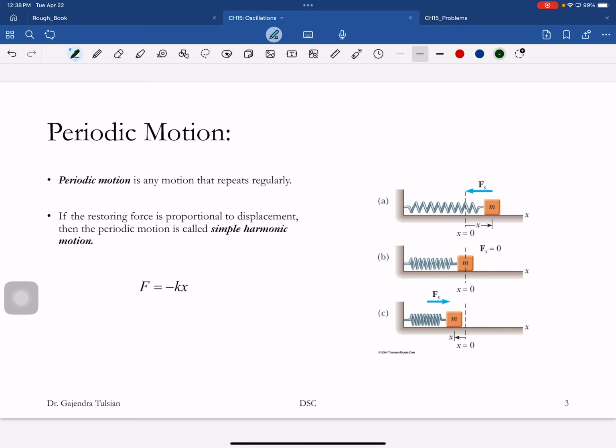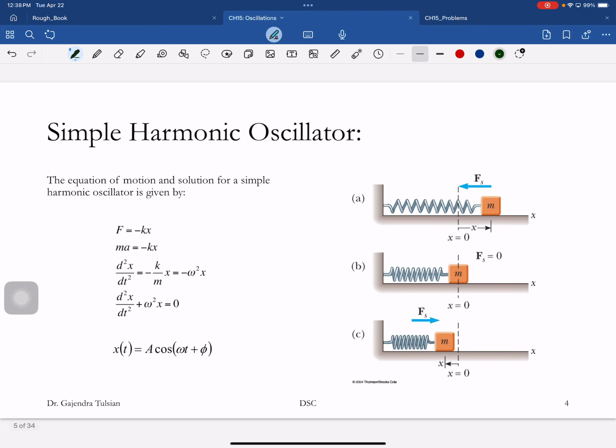For oscillations where the disturbance from the equilibrium is small, that's good enough. You can analyze bridges vibrating this way using this kind of model, buildings vibrating, and so on. All right, so that's what we're going to study.